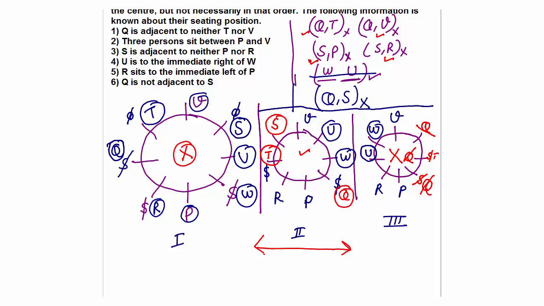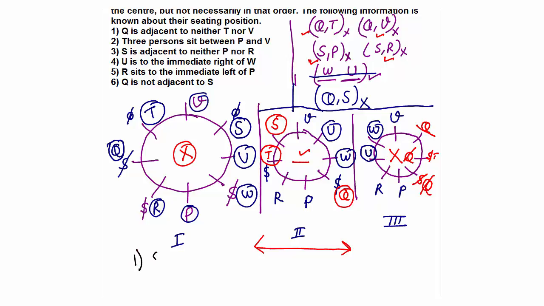Now once you have made the diagram, the questions you can solve in seconds. 10 seconds per question you can solve, because the question would be asking who is sitting opposite W. So our answer would be T. Who is sitting second to the right of P? Again our answer would be W. So questions won't be difficult. The only thing was that you must be able to solve the set in the least possible time.